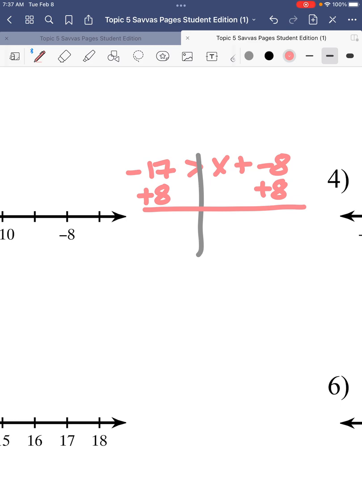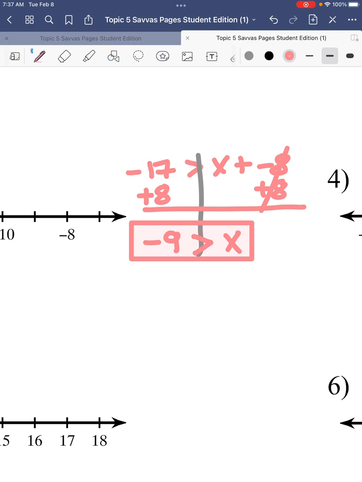Now on the side with the x, the 8's cancel out and x comes down, it's by itself. There's no reason for my sign to change, so it says greater than. And on the other side, I have negative 17 plus 8. Whether you do that in your head or you put it in your calculator, you're going to get negative 9. Now, negative 9 is greater than x is a perfectly fine solution.